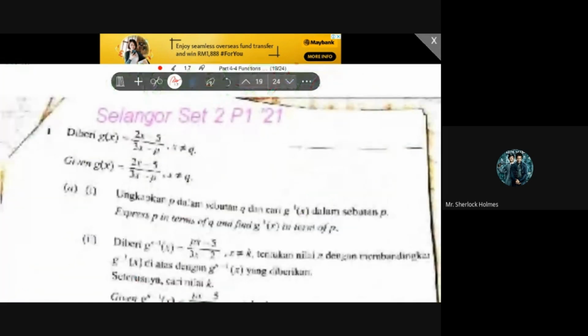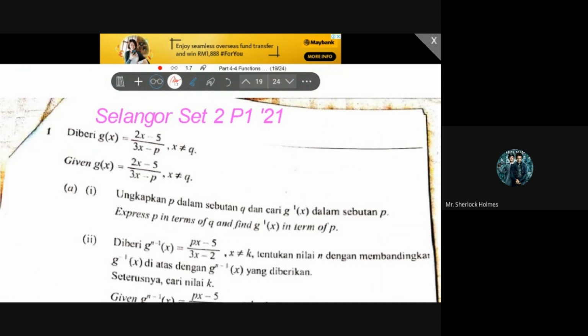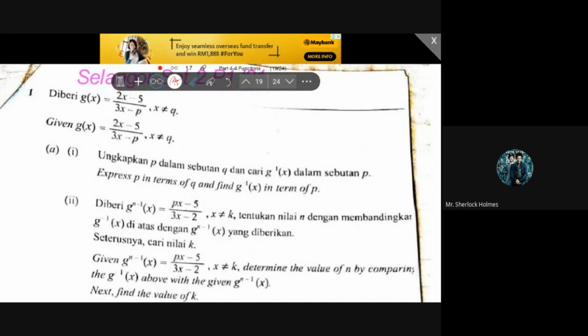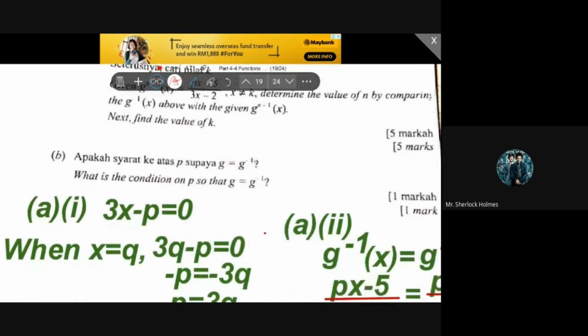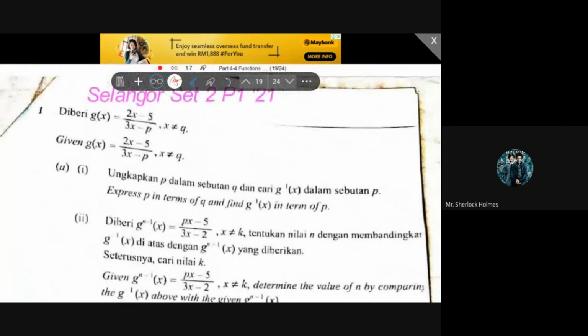So next. Okay, so this is a similar type of question, but there is a bit of changes over here. This is Selangor paper also. So this one I won't think I want to ask you because it's about the same thing only. So I will try to help you all to solve it. I'll explain to you everything. So gx is 2x minus 5 over 3x minus p, right? So, oh, got some more people coming. Wait. Okay, so 2x minus 5 over 3x minus p. x not equal to q.